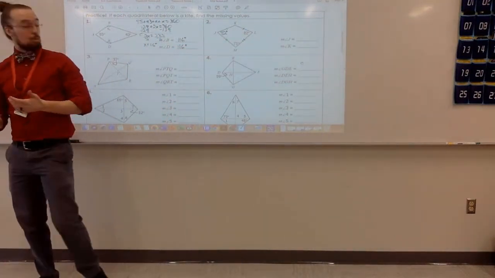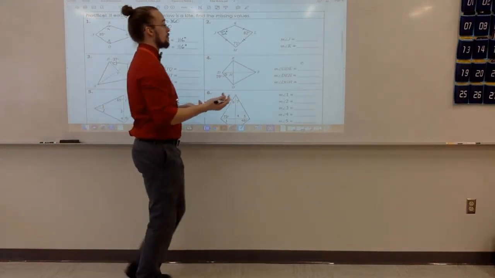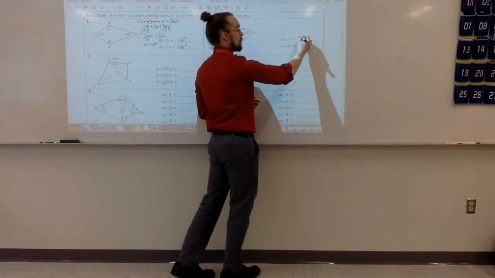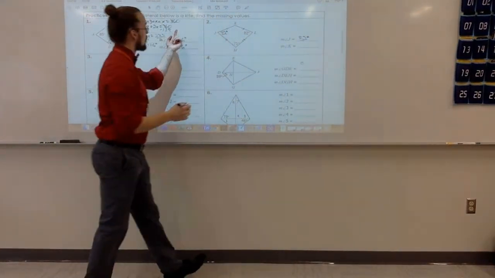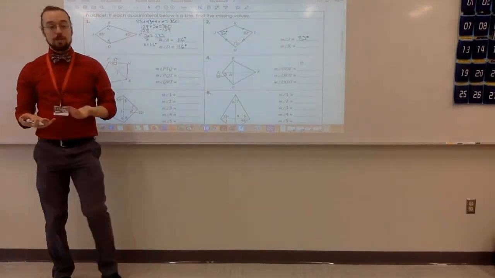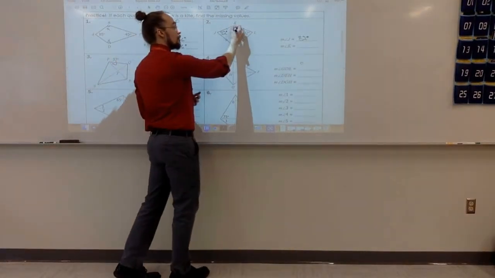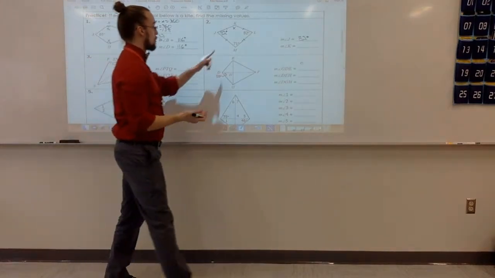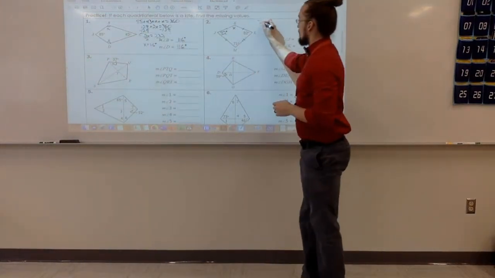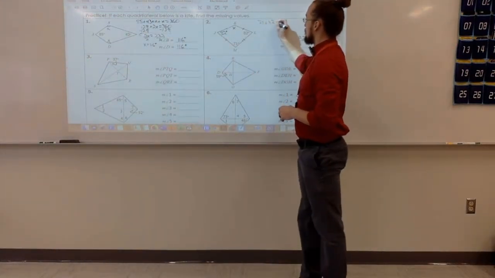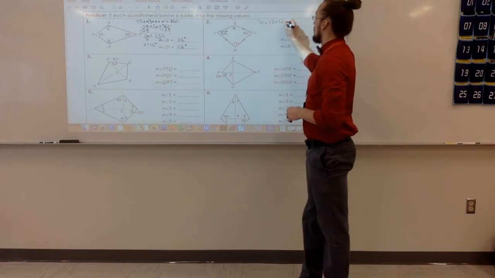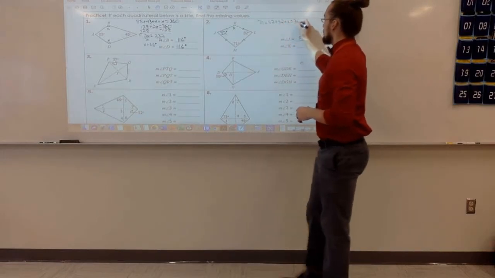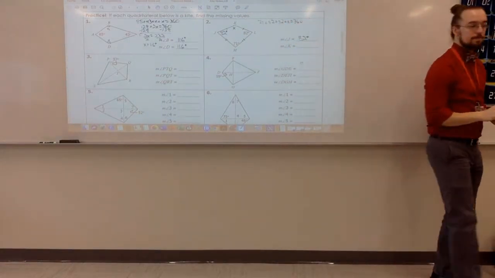So then we only have one other angle that we need to solve for. But we're going to use the same idea that we did over here. All 4 angles are going to add to 360. This time we only have one x, though. So I'm going to say 71 plus 82 plus 82 plus x equals 360.